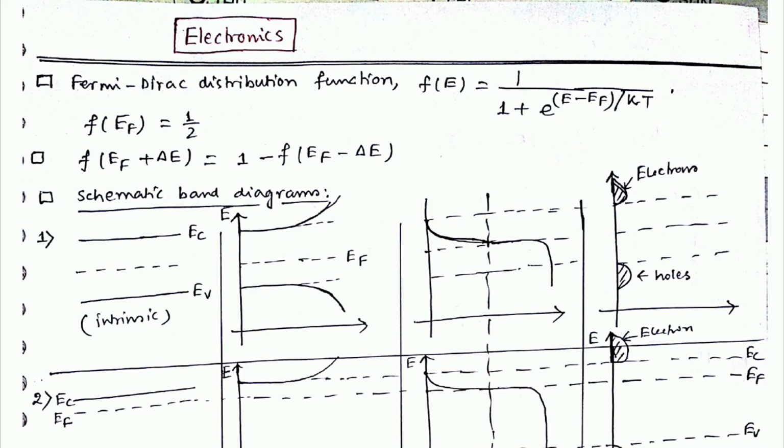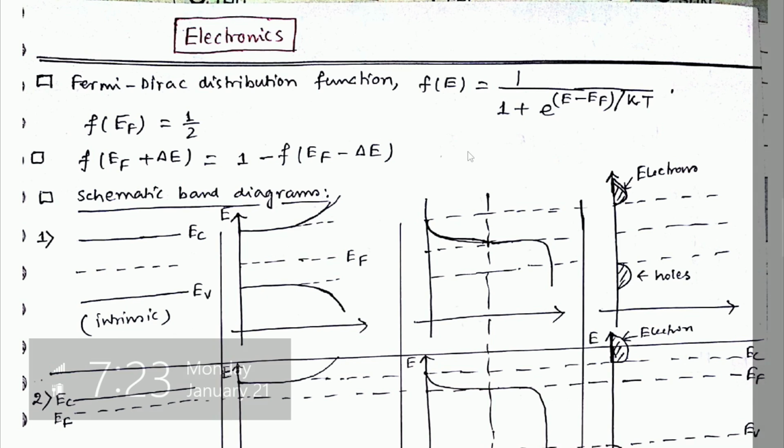So let's start. It starts with the Fermi-Dirac distribution function, f(E) equals 1 by 1 plus e to the power (E minus EF) by kT, and f at EF equals half. f at EF plus delta E, meaning above the Fermi energy level with some energy interval delta E, equals 1 minus f of EF minus delta E.